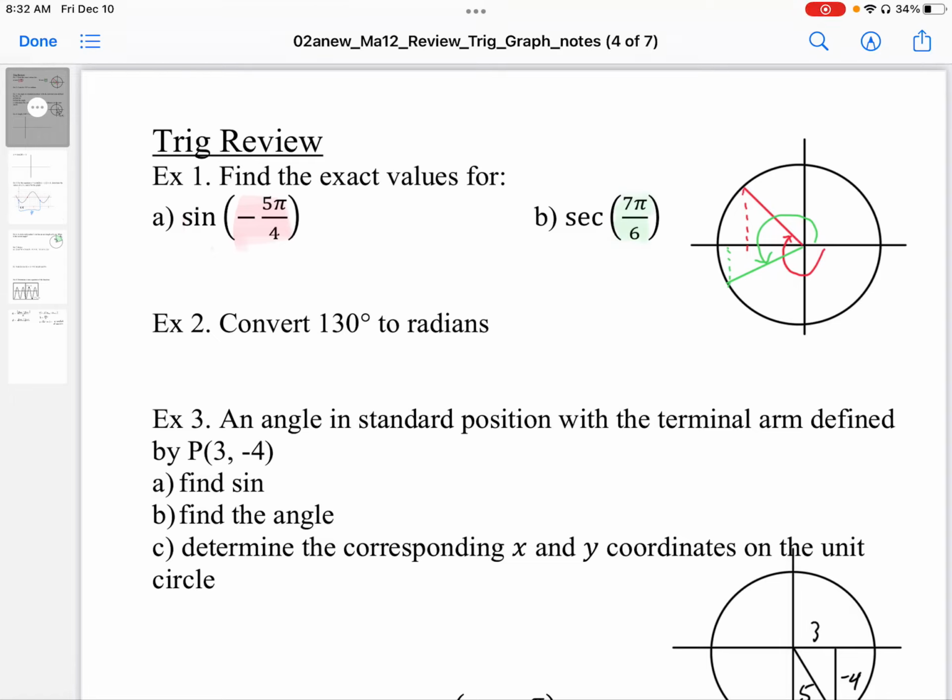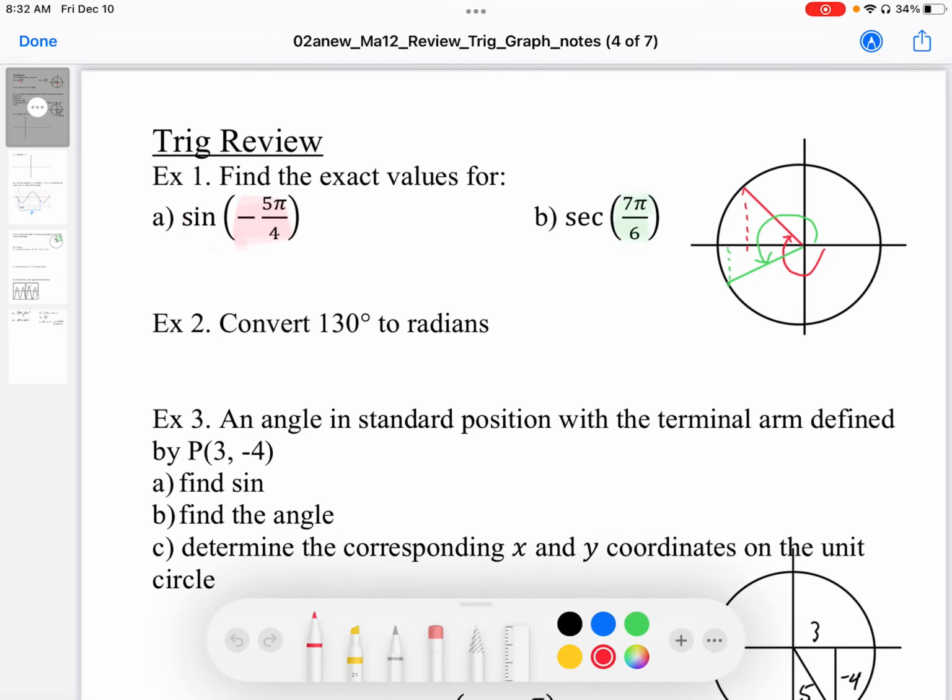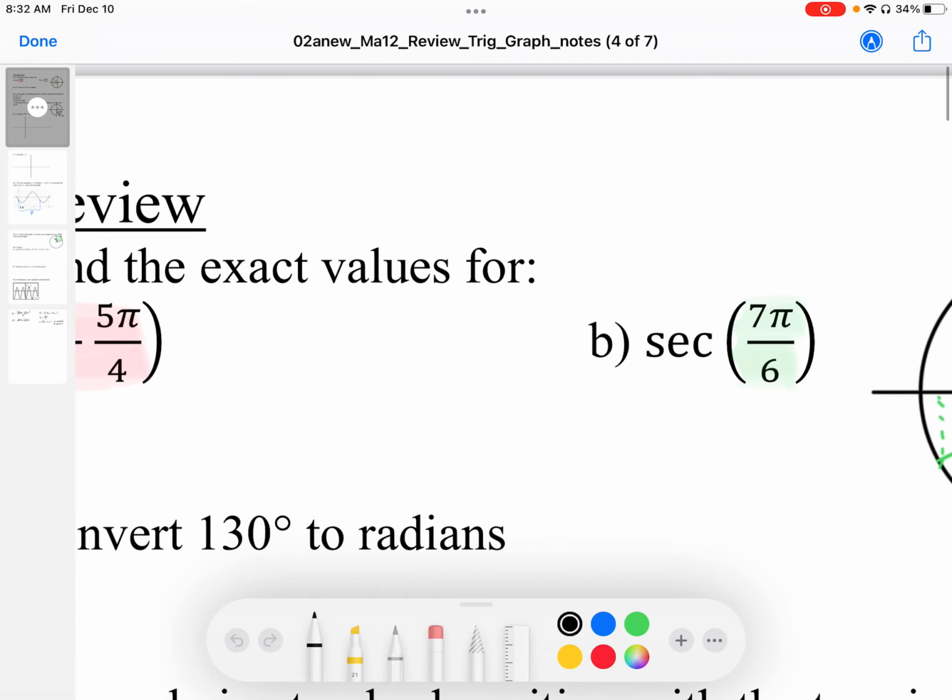So example one looks at exact values. And with exact values, we need to know our special triangles. So our two special triangles are our 45-degree triangle, which has a 1, 1, √2 ratio. And then we also have our 30-60 triangle.